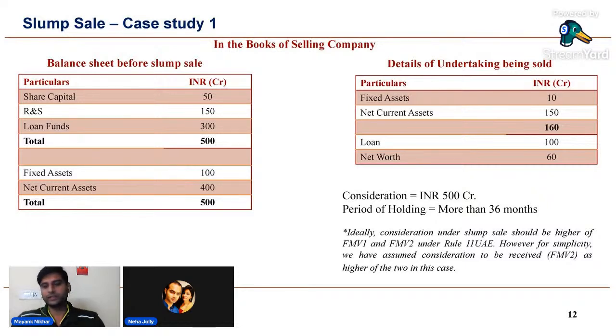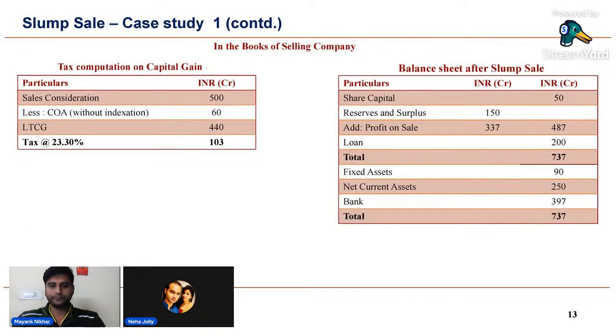So, again, I have just mentioned that this is a pointer that FMB 1 and 2, whatever is higher, shall be the sale consideration. Here we have assumed that the 500 crore is the higher of FMB 1 and 2. So what will happen? 500 will be received. Cost of acquisition, we had worked out 60. No indexation shall be allowed. So long-term capital gain comes to 440.